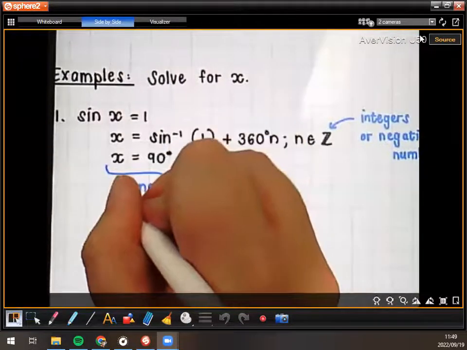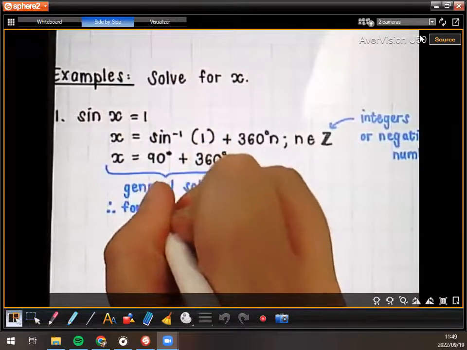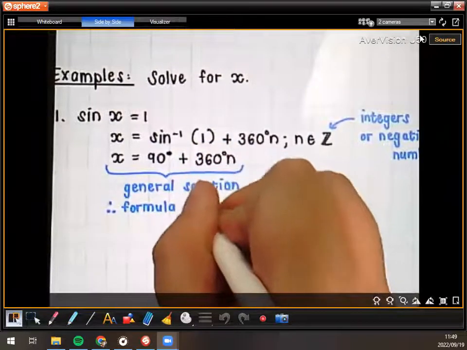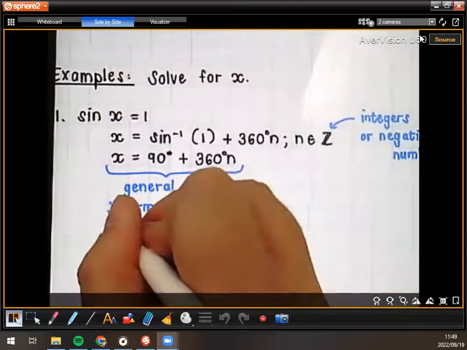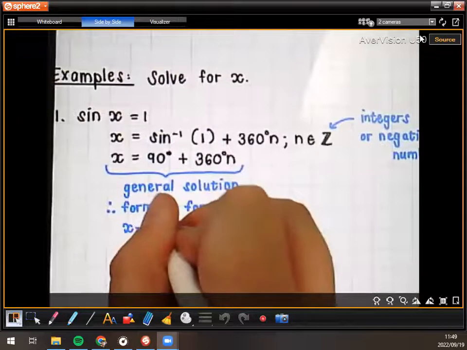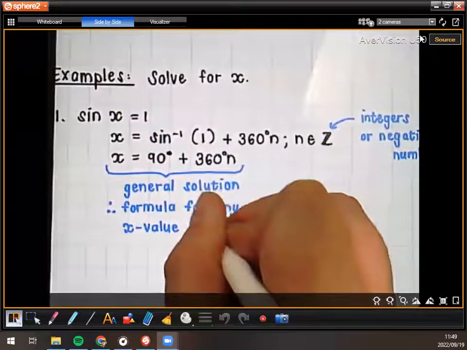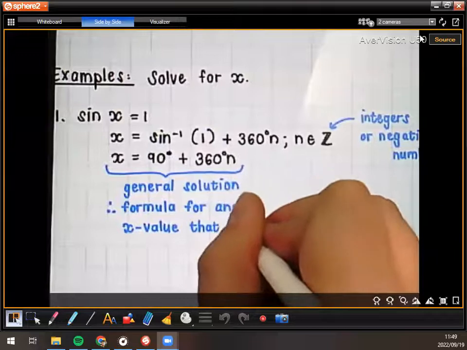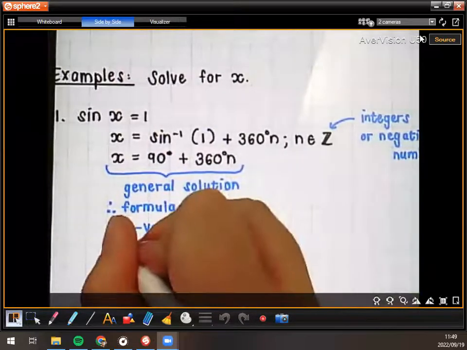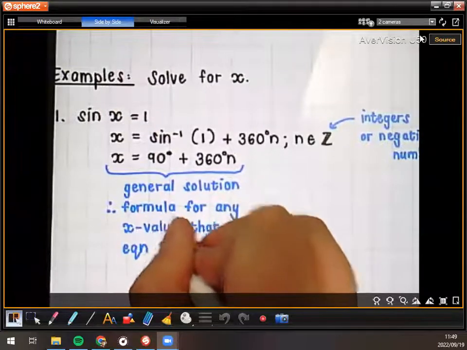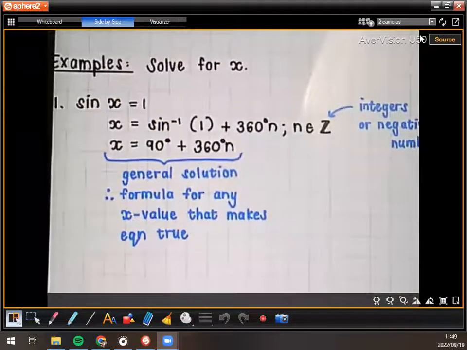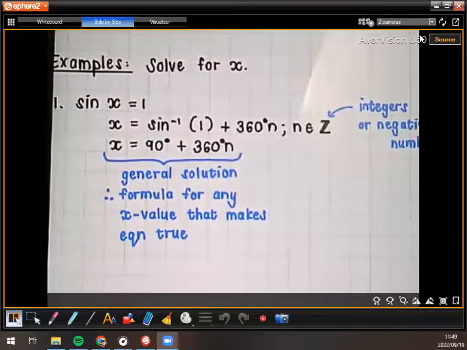So this is actually a formula for any x value that makes the equation true. So instead of giving one answer for x, which is what we're used to, we're actually giving an infinite number of x values, all right? Because I can put in any positive or negative integer, positive or negative whole number, and it will give me a value for x that will work.